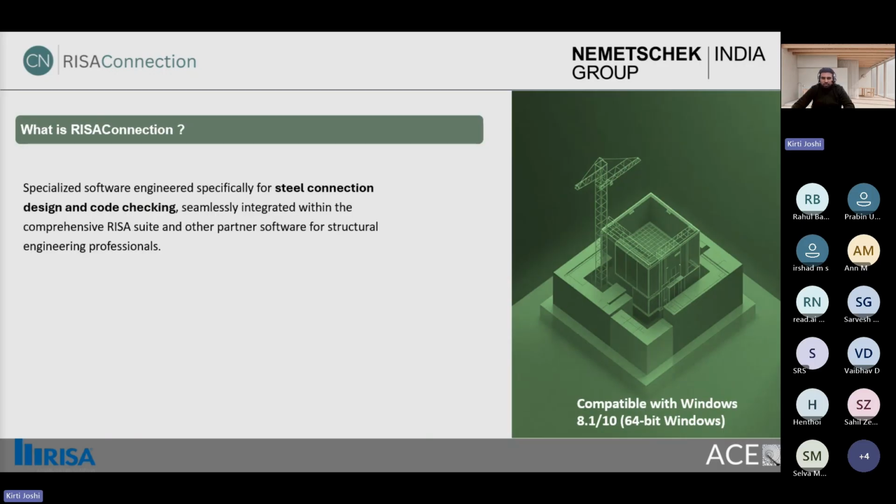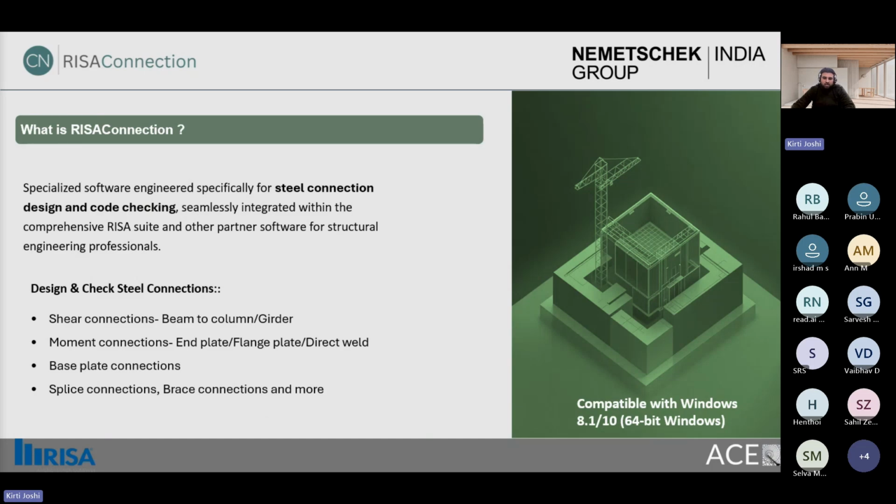Typically, as we see, the analysis and the connection design are often treated as separate steps. Analysis is done in one software, and connections are either manually designed or checked in a spreadsheet or other software. So, RISAConnection bridges that gap. It works easily with the RISA suite that we'll focus on today, and also integrates with other partner software. So instead of assuming the connections or doing an isolated check, you are actually designing code-compliant steel connections.